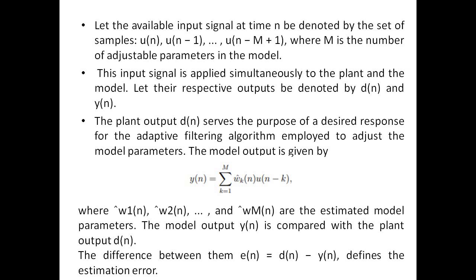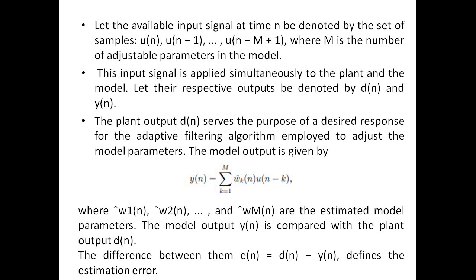This is a mathematical notation to further explain how the processing takes place at every stage. Let the available input signal be denoted by a set of samples u(n), u(n-1), where n is the adjustable parameter of the model. The input signal is applied directly, and the output is denoted by y(n). The plant d(n) serves as the desired response of the adaptive filter algorithm for model adjustments, where w1, w2, and w(n-1) are the estimated model parameters.